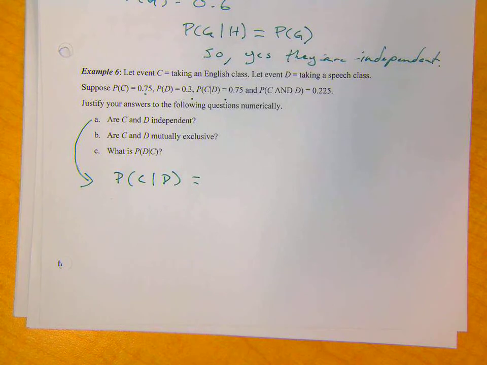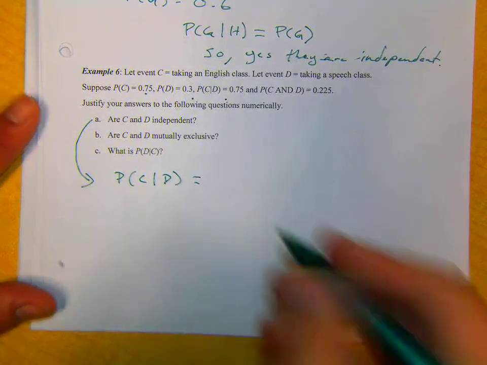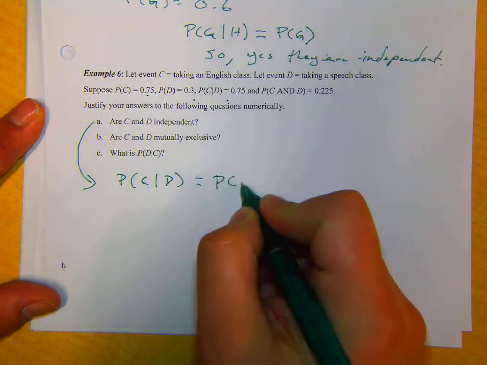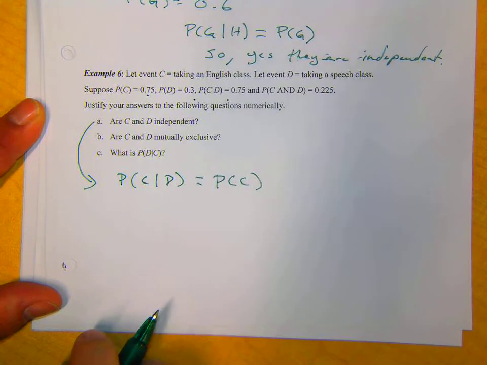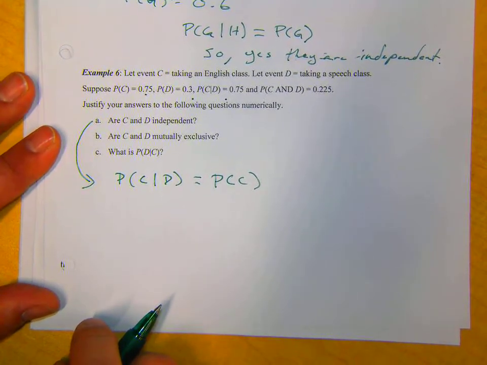So probability, what do I want to compare this to? P of D, sorry, to P of C. If it doesn't matter whether D occurred or not, this will equal P of C. That's what independence says. Independence says it doesn't matter that D occurred, I have the same probability, the same outcome. So if these two are equal, then we have independent events.